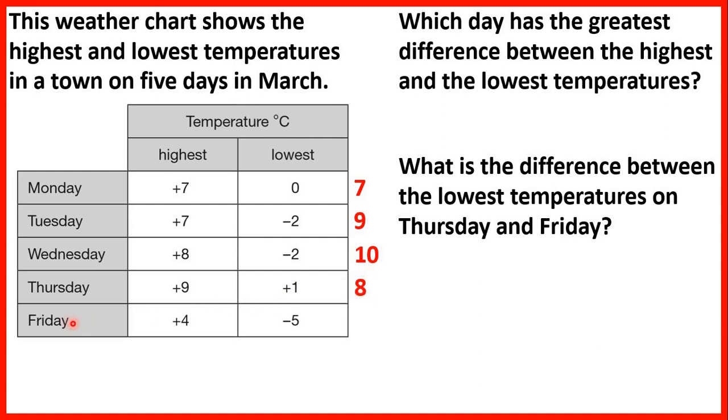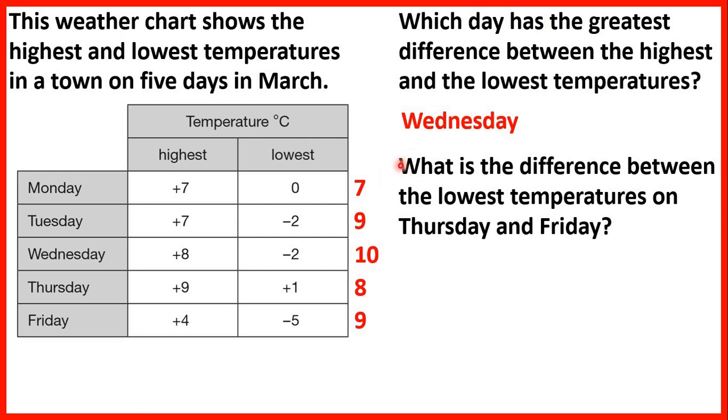And then on Friday, we have +4 and -5, so a positive and a negative, which means our difference is 9. So 10 is the largest difference, and that was on Wednesday. So Wednesday has the greatest difference between the highest and lowest temperatures.